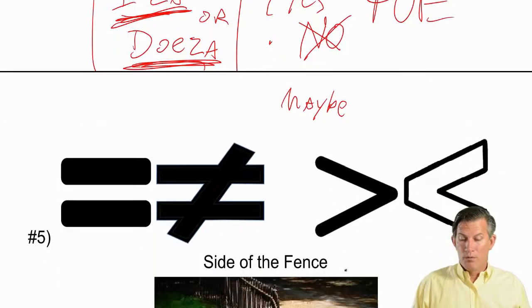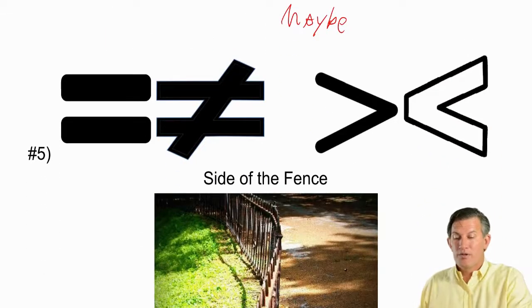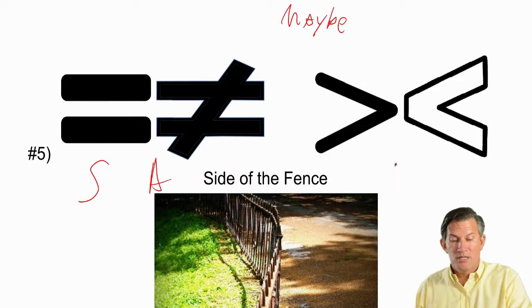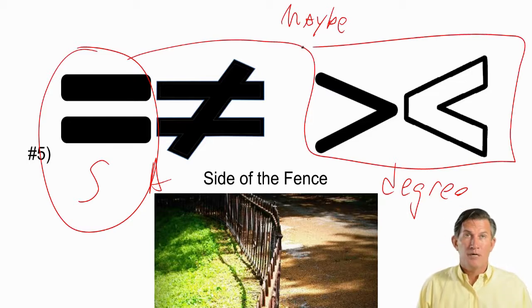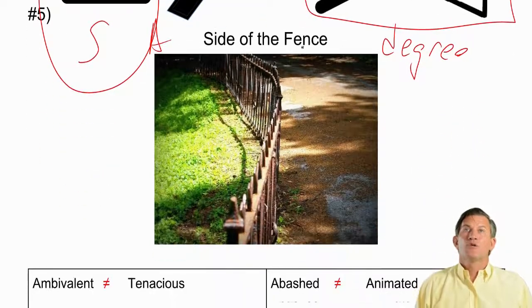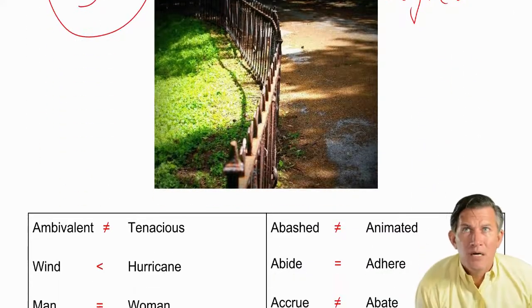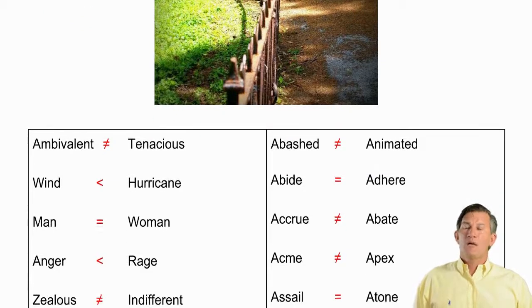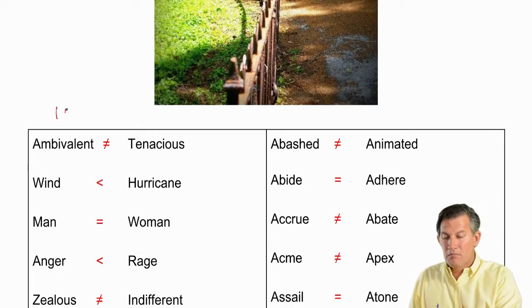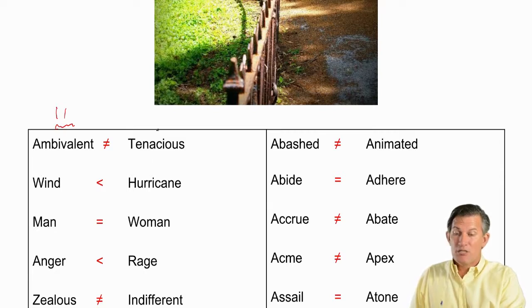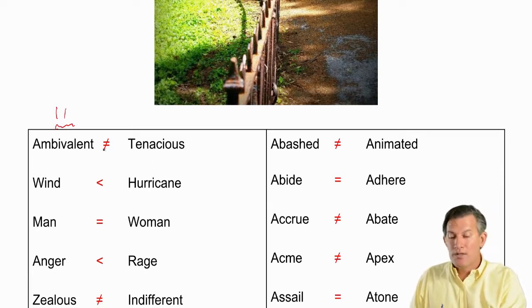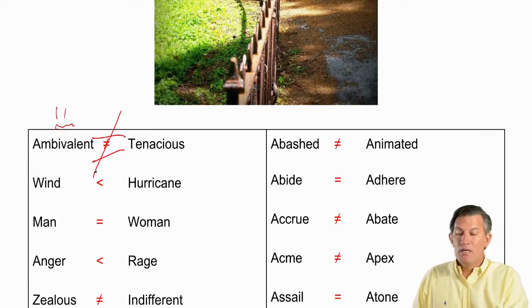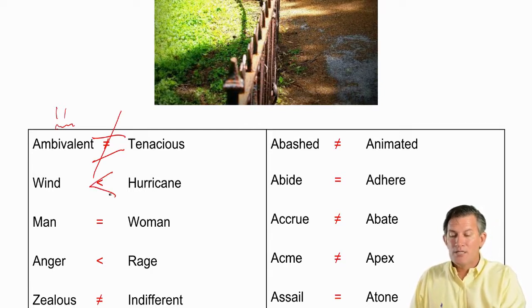Okay, so here we're on the side of the fence. Remember, these are for the synonyms, these are for the antonyms, and this is for degree. If they're on the same side of the fence, they might not be equal. One could be less than and one could be greater than, as we've seen. So again, you might not know what these mean, but I'm going to explain them. Okay, ambivalent means, meh, you don't care. You're like confused. Tenacious means you really care and it's really intense. So these are opposite.